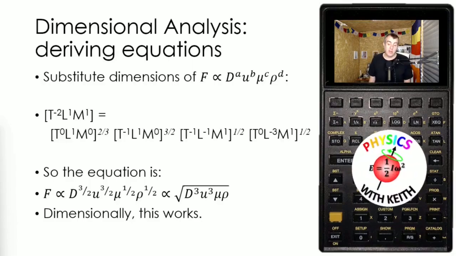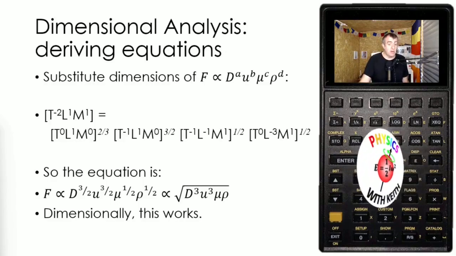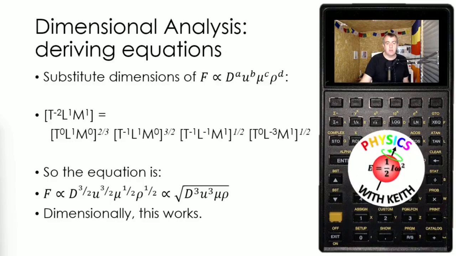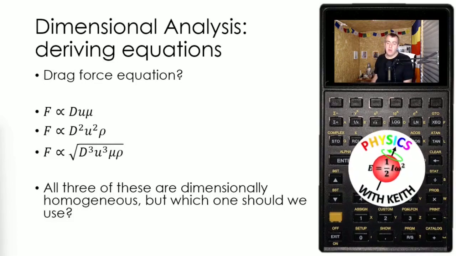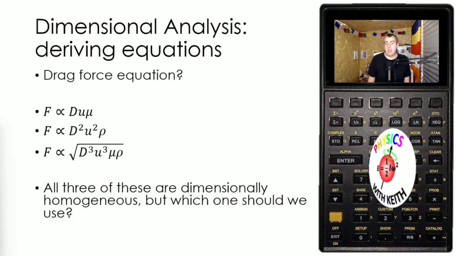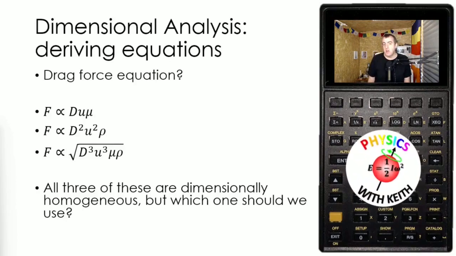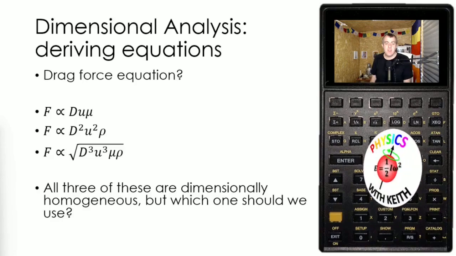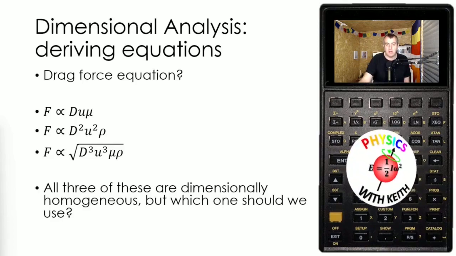We still don't know what the constant is. So this works dimensionally. It might not be right, of course, but dimensionally it works. So that's fine. All three of those are dimensionally equivalent. They are homogeneous. Which one we use becomes a matter of physics or maybe even engineering. It's something we have to think quite carefully about.